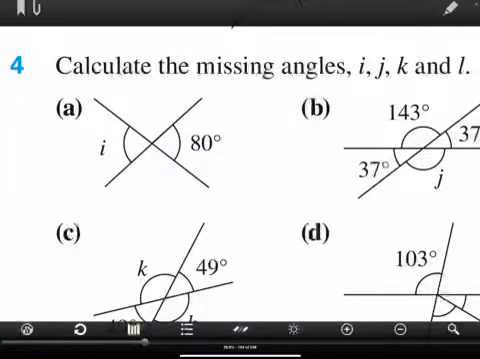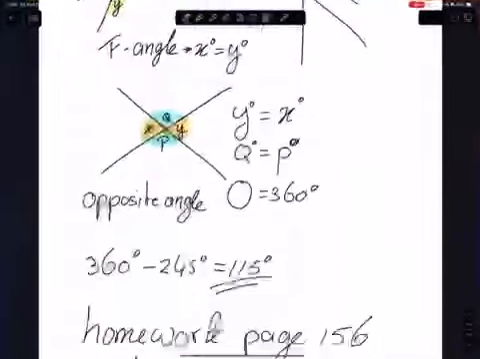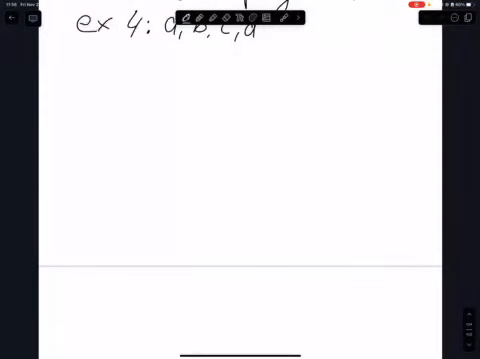A is opposite angles. So if that is 80, I is also 80. So how do you write it? I is opposite angle. So you made it for A. You don't just write 80, done. Your I is 80, done.